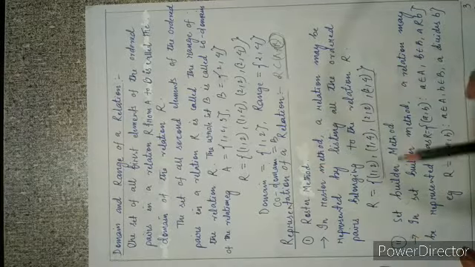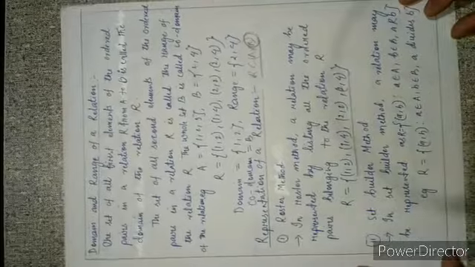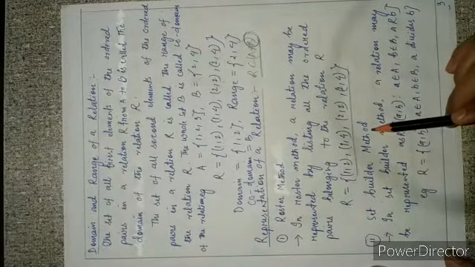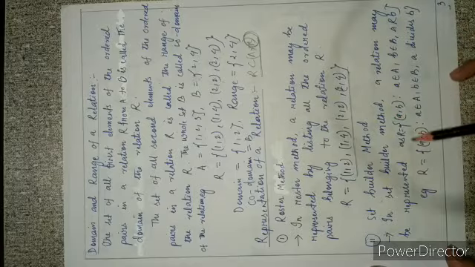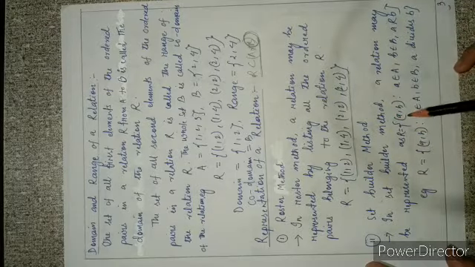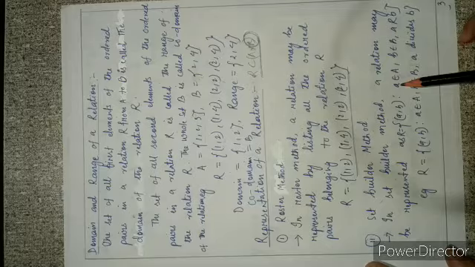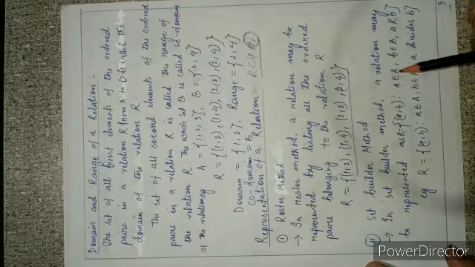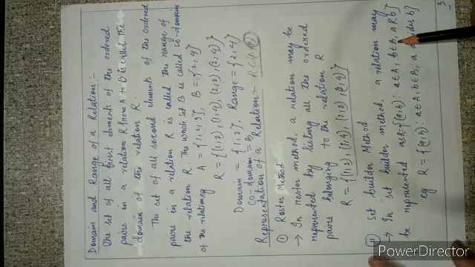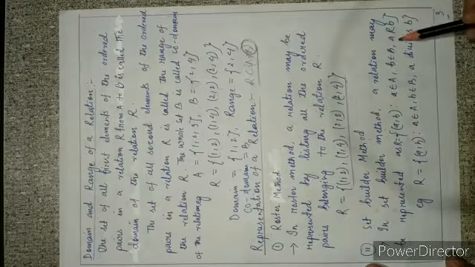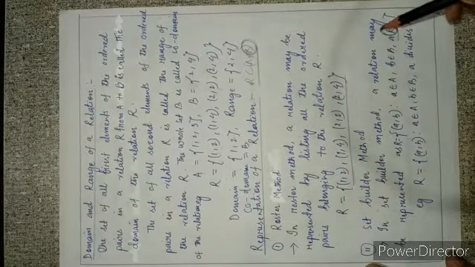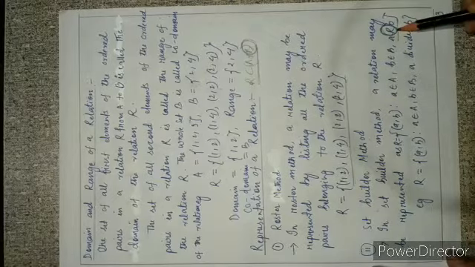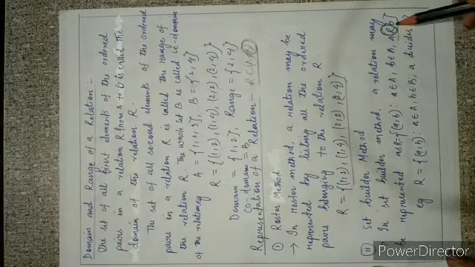Next method is set builder method. In set builder method, a relation may be represented as R equals the set of ordered pairs (a, b). The first component a belongs to set A, the second component b belongs to set B, and a R b. a R b means R represents a rule or a relation, which means that a is related to b.